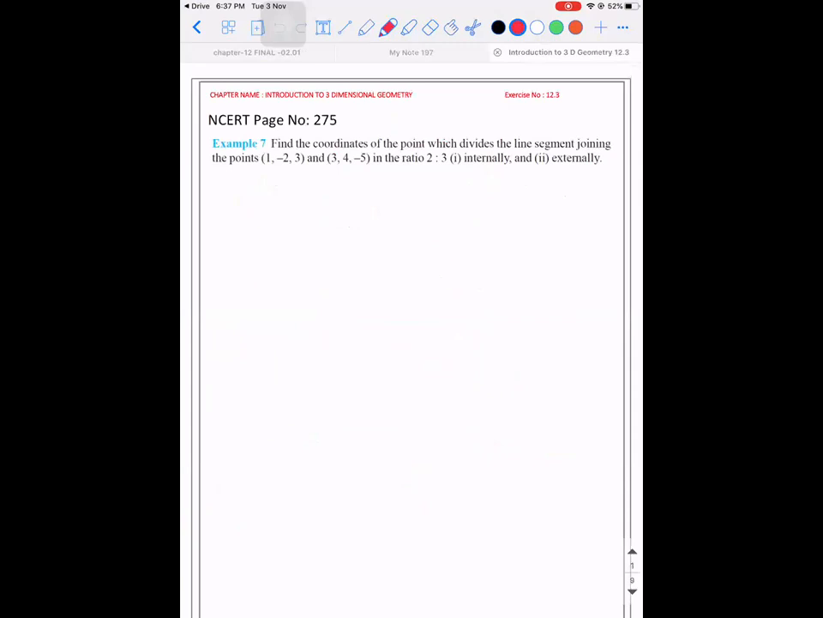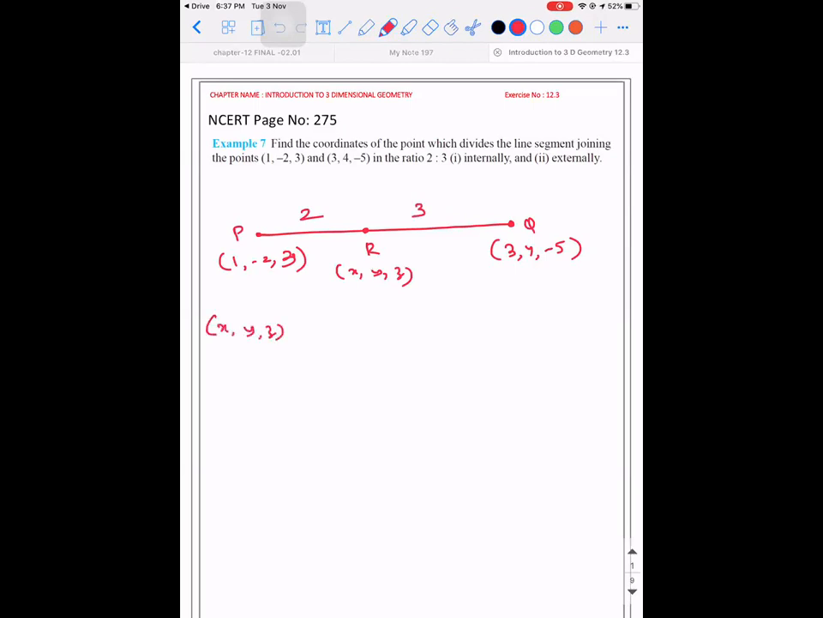Find the coordinates of the point which divides the line segment joining the points internally in the ratio 2:3. So what are the given points? This point is 1, -2, 3, and this point is 3, 4, -5. They need the point R, which is x, y, z, dividing P and Q in the ratio 2:3. Can you guys do it fast and tell me? This is m, n, this is x2, y2, z2, P is x1, y1, z1.